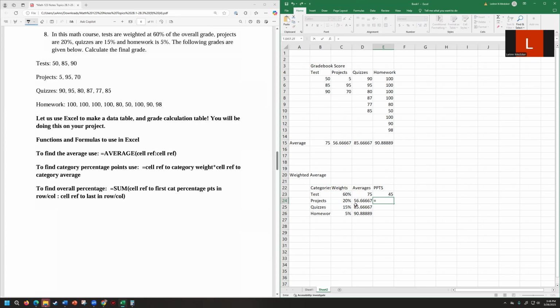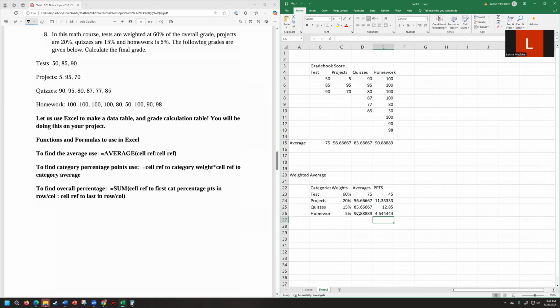So then we have the 20% times the 56.6 repeating. Notice again, I'm not number entering, I'm typing in the cell name by clicking on those cells. And that keeps everything connected, so that if you change one thing in this entire spreadsheet in the gradebook scores, it will change all of the results, okay?